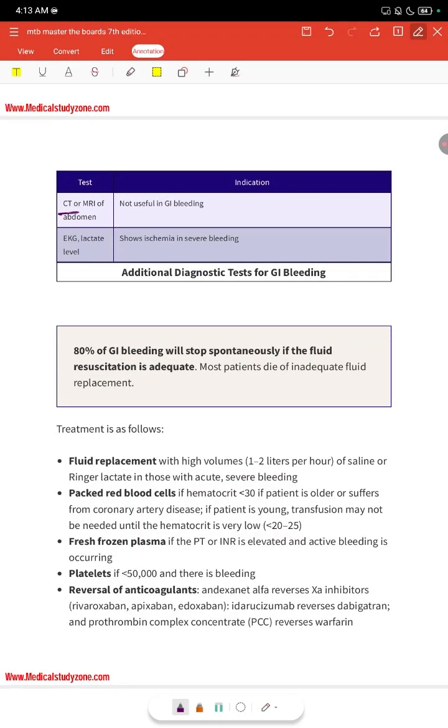And how about CT or MRI of abdomen, or EKG, lactate levels, etc.? CT or MRI of abdomen is not useful in GI bleeding. And EKG and lactate level show ischemia in severe bleeding.